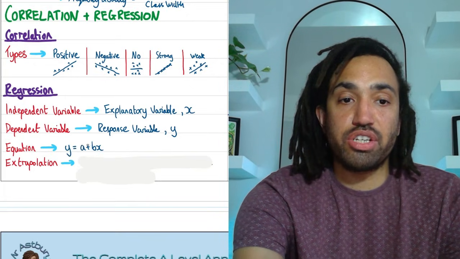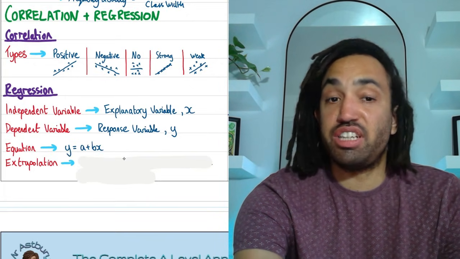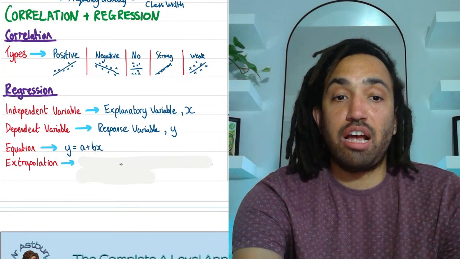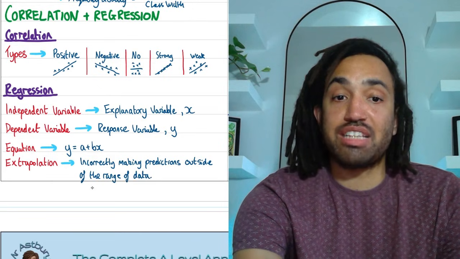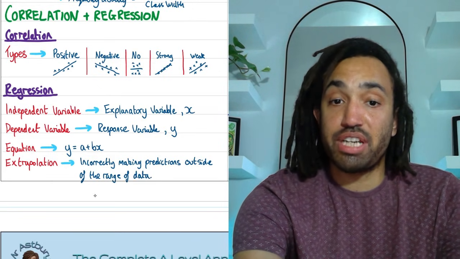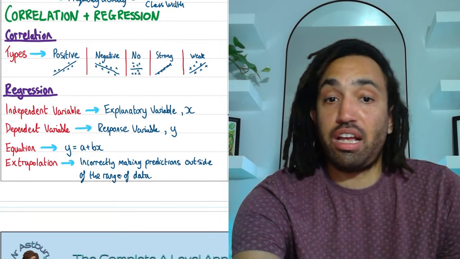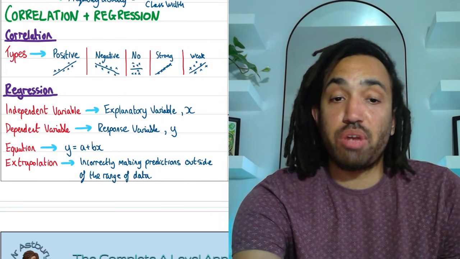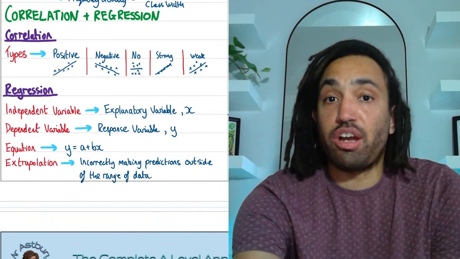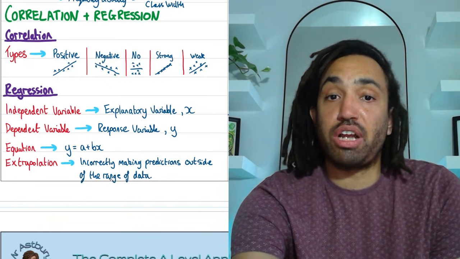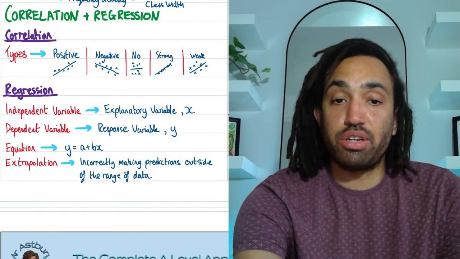And what's the equation of the regression? It's just a linear equation, so y is equal to a plus bx. Extrapolation, what does that mean? That's when we incorrectly make predictions outside of the data range. So we predict something that's going to happen, let's say in the future, whereas we only have data for a set time period. So that would be extrapolating by extending the regression line on and then making conclusions based off that.